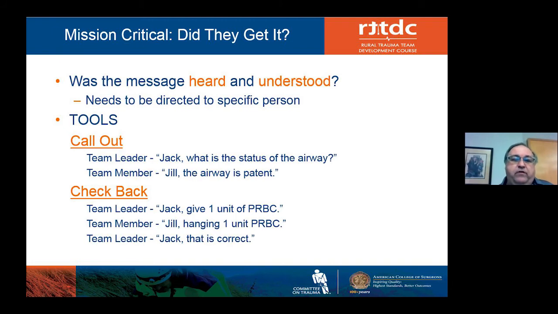Was the message heard and understood? And the first one, you couldn't tell who you were speaking to, if anyone was listening to you, and if any of the orders that you were given were being called out. So call it out and then check back.